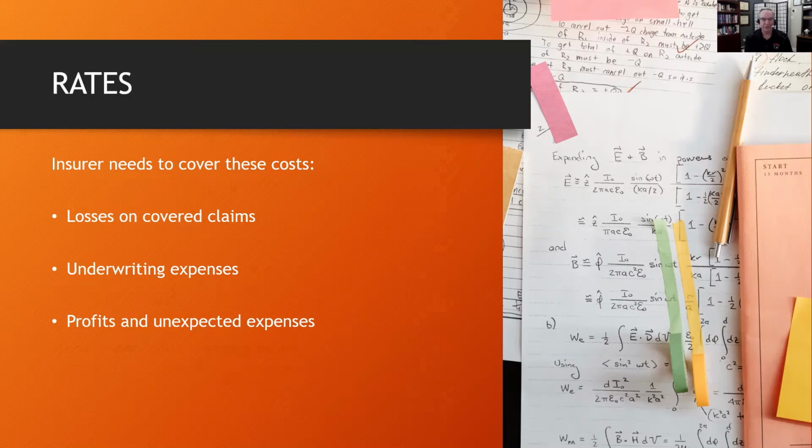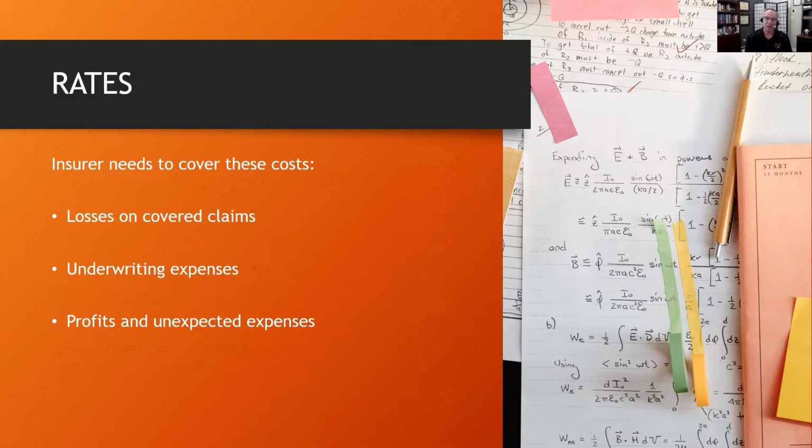And then the profits and the unexpected expenses. Profits pretty much make sense. Insurers want to make a profit, most of them. And unexpected expenses are, for instance, a hurricane or a catastrophic event that is going to have a big jump in claim payments that wasn't built into the insurer's expectations.